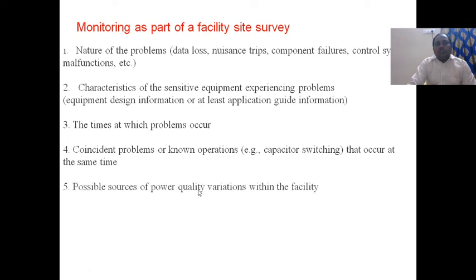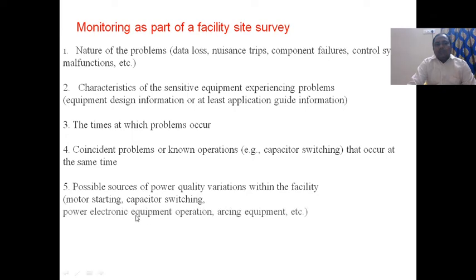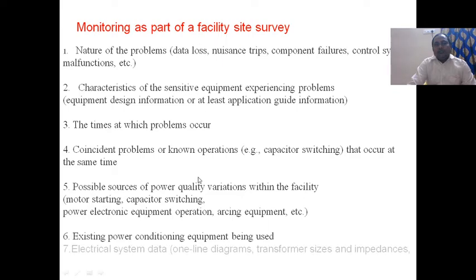Possible sources of power quality variation within the facility. That is motor starting, capacitor switching, power electronic equipment operation, arcing equipment, etc. Existing power conditioning equipment being used. These are the monitoring as a part of facility site survey.